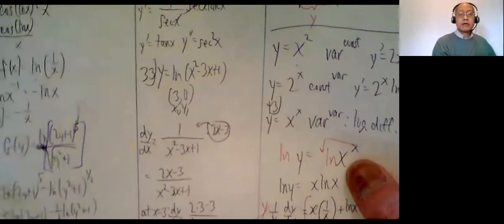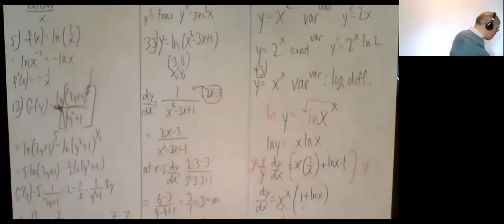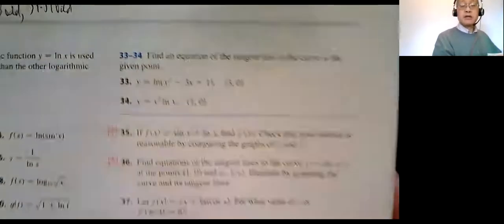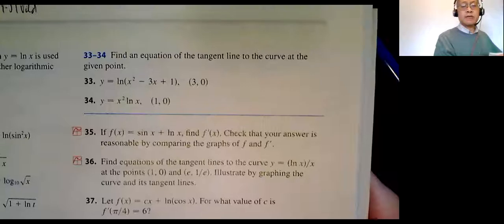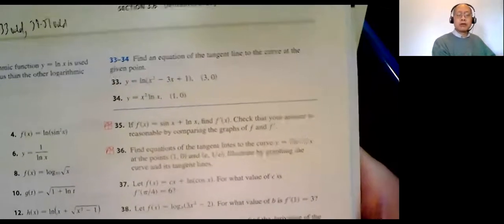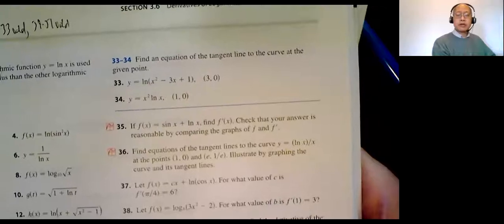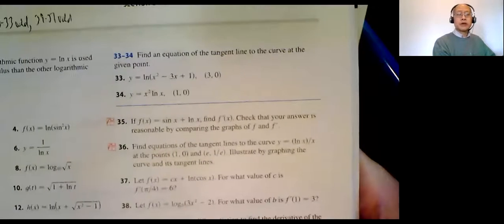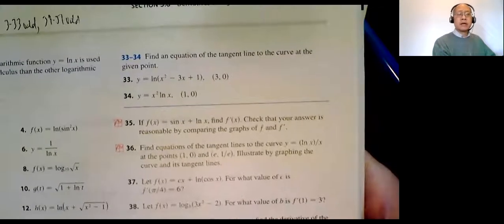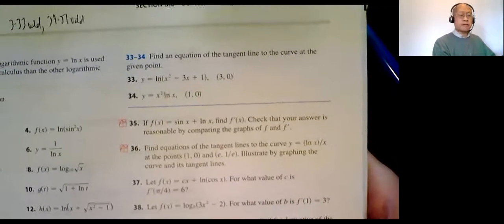Problem 33. y equals ln of x squared minus 3x plus 1 at the point 3, 0. So it's a recurring theme: find the equation of the tangent line to the curve at a given point. You see that over and over and over again. So we're going to put it in point slope form. They already give us the point 3, 0. We just need the slope. How do I find the slope? Derivative. Then throw it into y minus y1 equals m times x minus x1, and then generally stop after that.